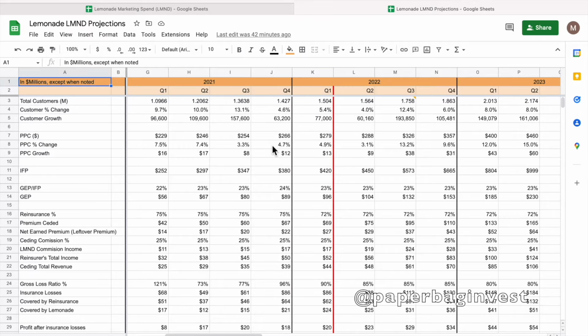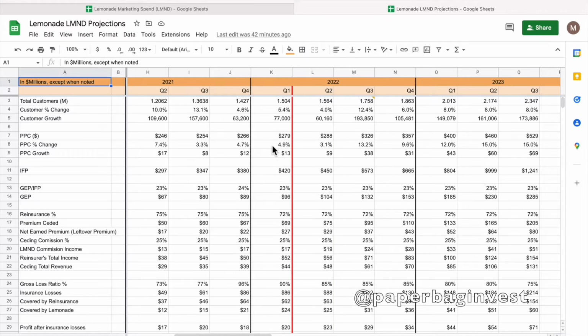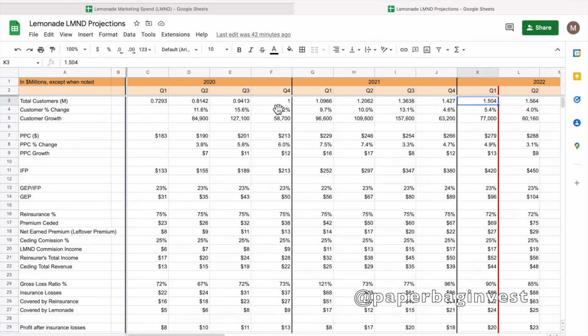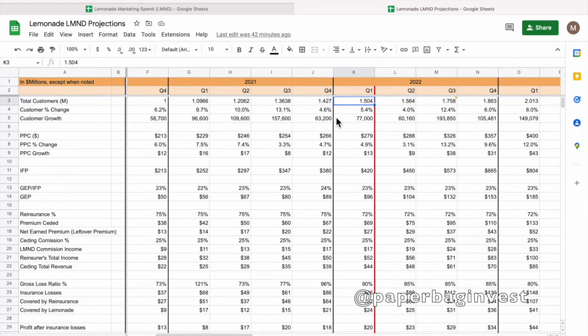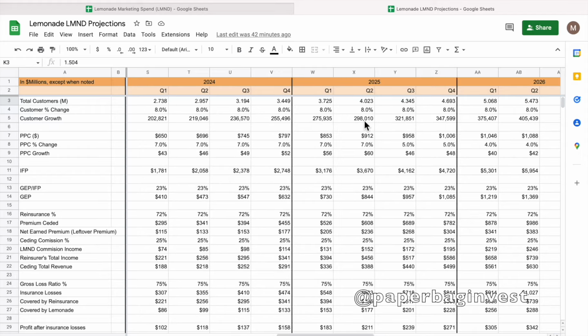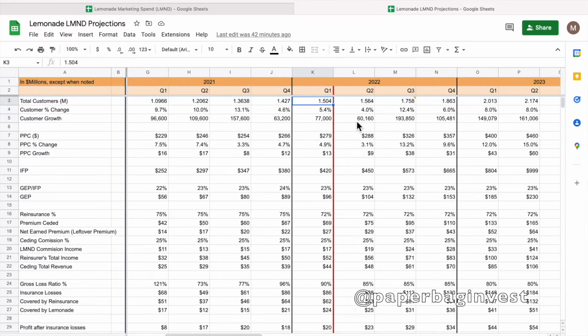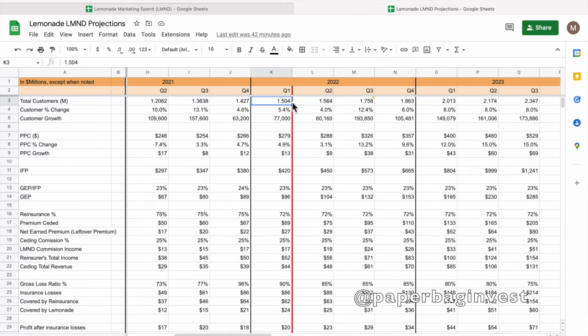So we'll walk through, first off, from top to bottom, what this model looks like. The red line here is historic quarters, and to the right side of the red line is future, projected quarters. I have a couple of years of history going backwards, and then a number of years going forwards all the way to 2030.